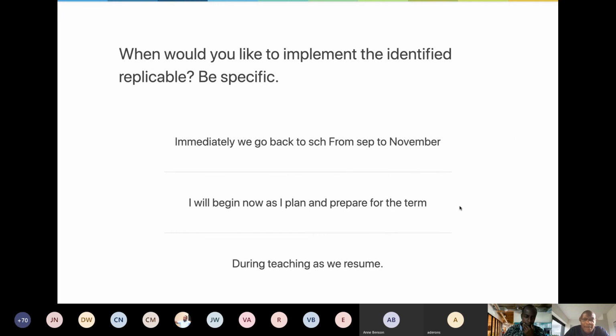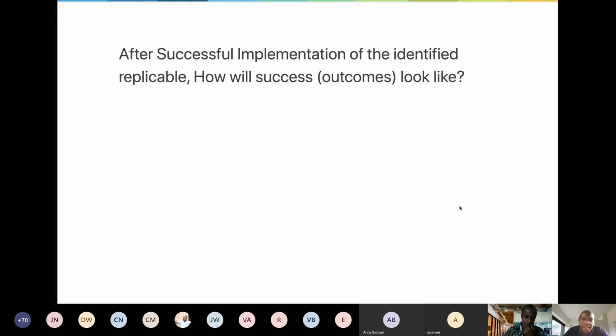So the second last question I want to ask you is, if you succeed, if what you are doing is successful, how will it look like? If what you are doing is going to succeed, how will it look like? So describe how the success will look like.